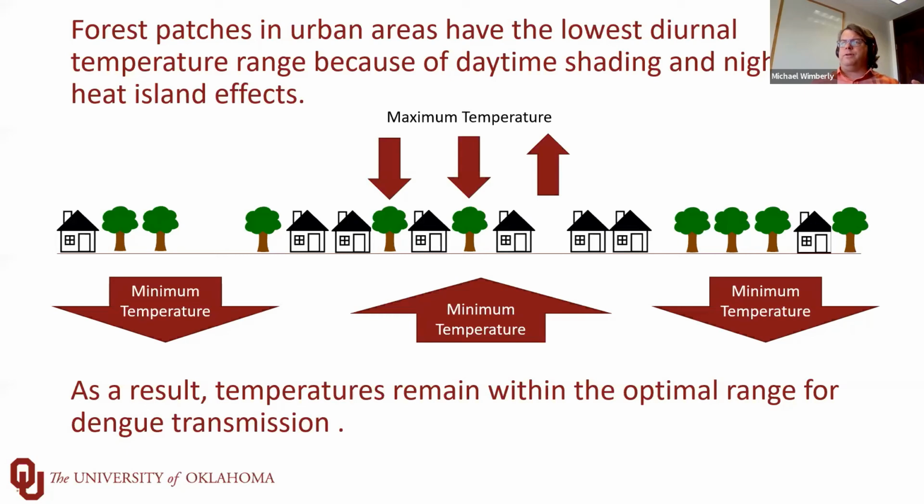So we're actually compressing that diurnal range of temperature, but we're compressing it within the optimal range for dengue transmission in this particular context. It's not necessarily going to extrapolate everywhere, but that combination of a lot of impervious surface and having some patches of trees in there is actually creating the most favorable microclimates for dengue transmission in the city.